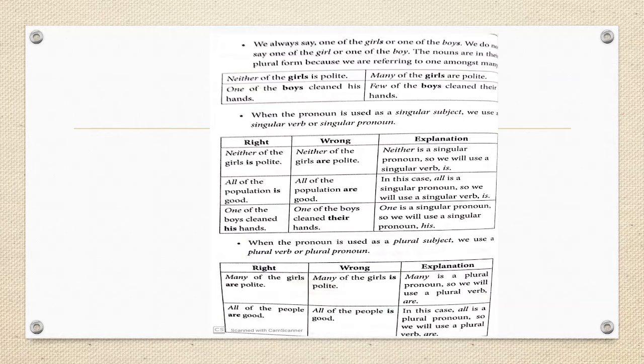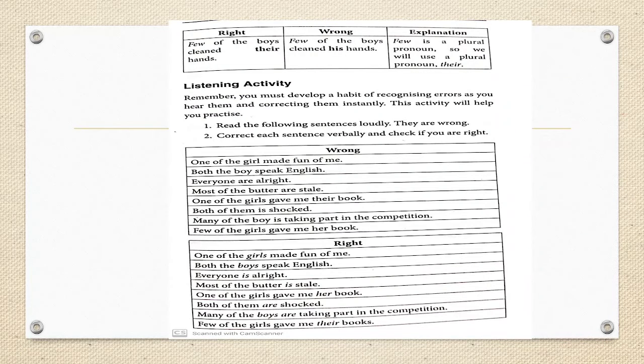When the pronoun is used as a plural subject, we use the plural verb or plural pronouns. The right sentences are: many of the girls are polite and all of the people are good. The wrong sentences are: many of the girls is polite and all of the people is good. Many is a plural pronoun, so we use the plural verb are. In the second sentence, all is a plural pronoun, so we use the plural verb are. Few of the boys cleaned their hands is the right sentence, and few of the boys cleaned his hand is the wrong sentence. Few is a plural pronoun, so we use a plural pronoun there.